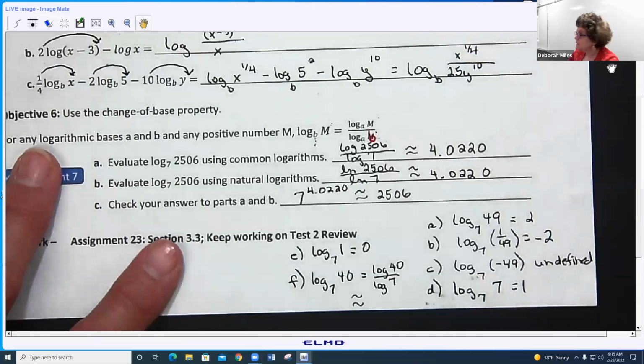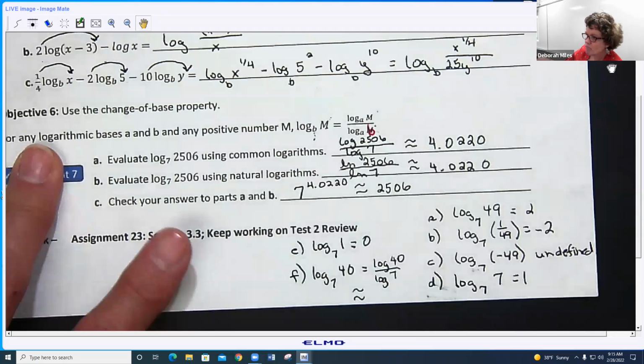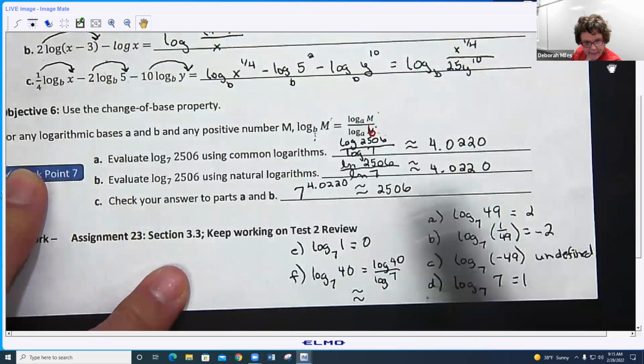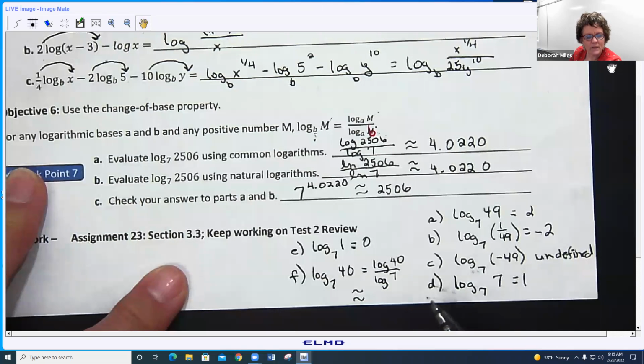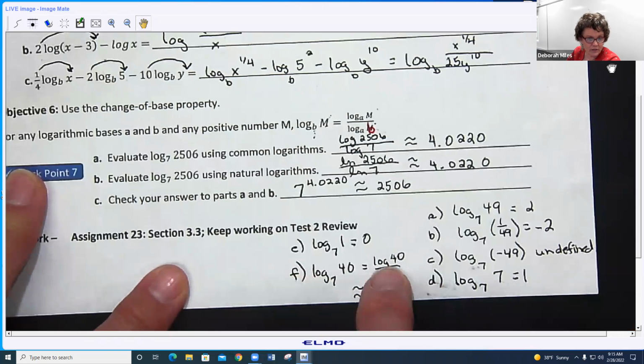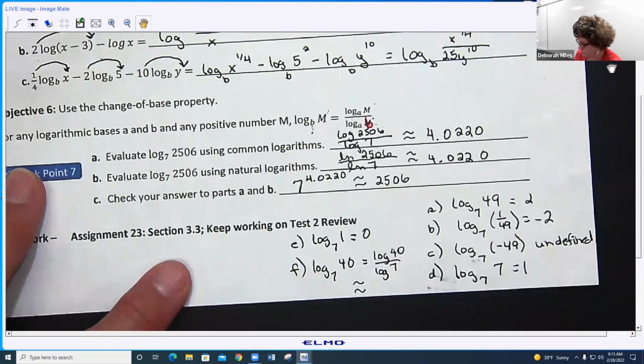There's one pretty much just like this, different numbers on the test. Don't forget that log of 0 or a negative is undefined. And any logarithm that you cannot evaluate in your head, you use the change of base theorem to get that answer.